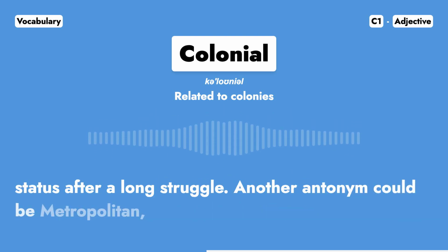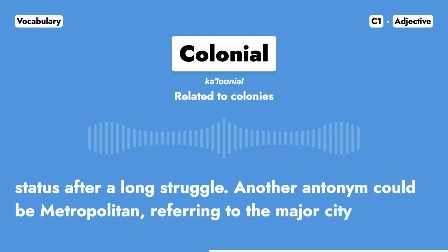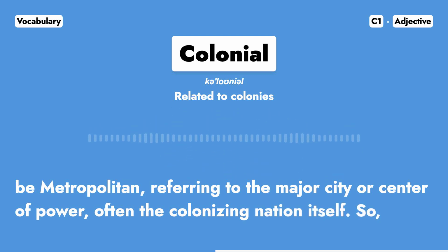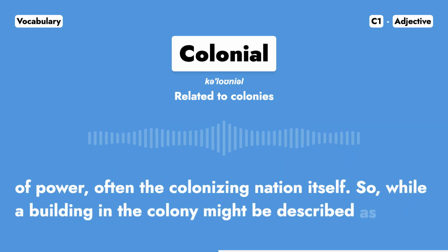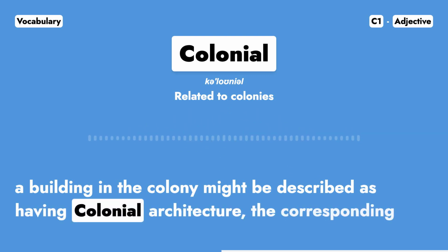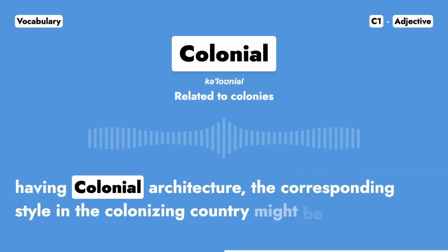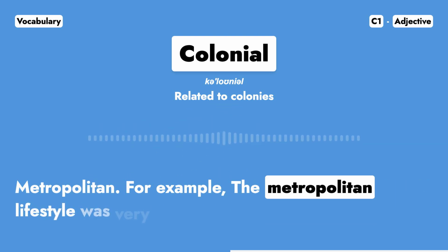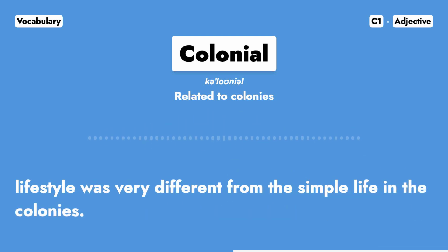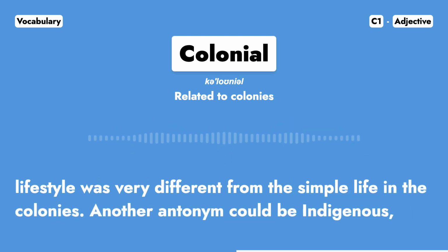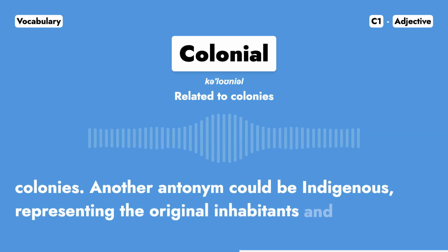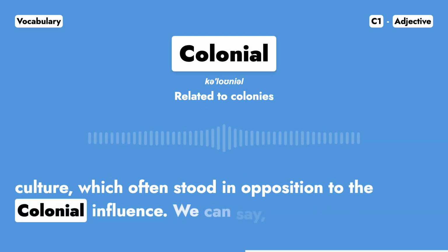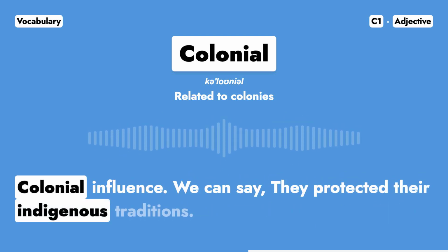Another antonym could be metropolitan, referring to the major city or center of power, often the colonizing nation itself. So, while a building in a colony might be described as having colonial architecture, the corresponding style in the colonizing country might be described as metropolitan. For example, the metropolitan lifestyle was very different from the simple life in the colonies. Another antonym could be indigenous, representing the original inhabitants and their culture, which often stood in opposition to the colonial influence. We can say, they protected their indigenous traditions.